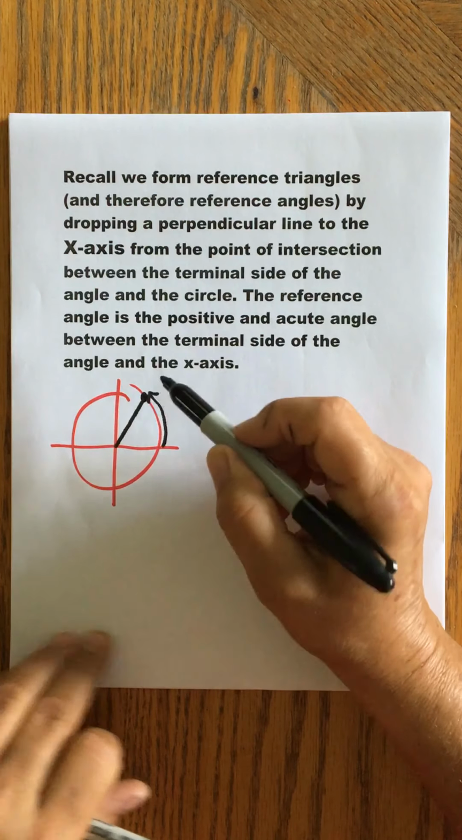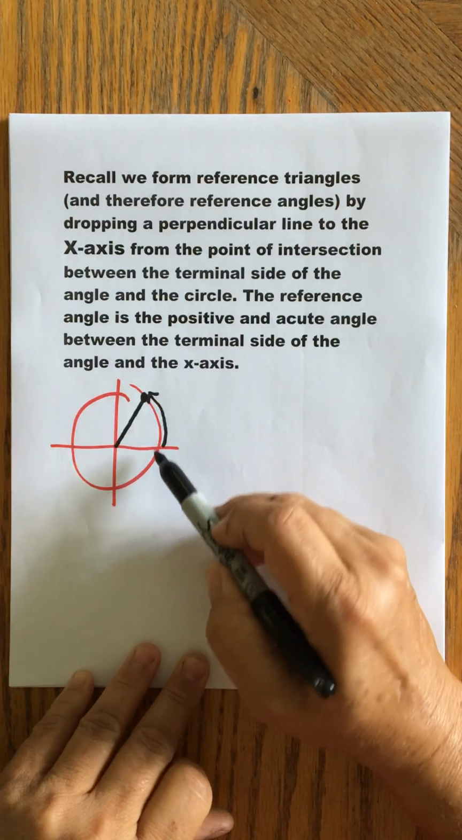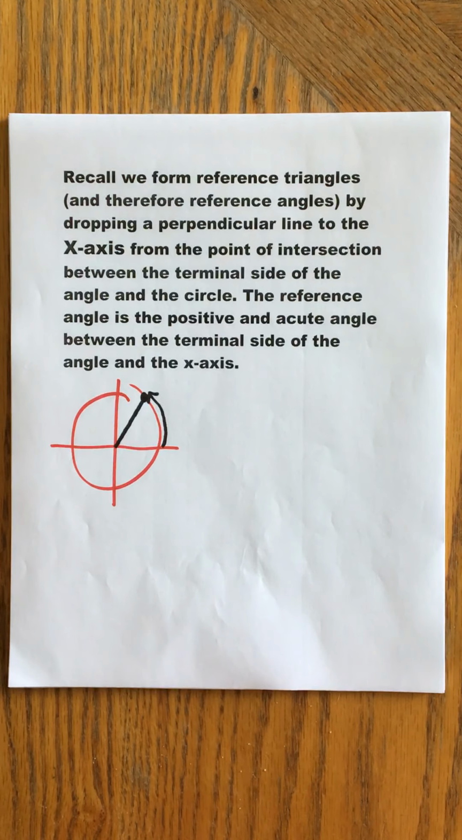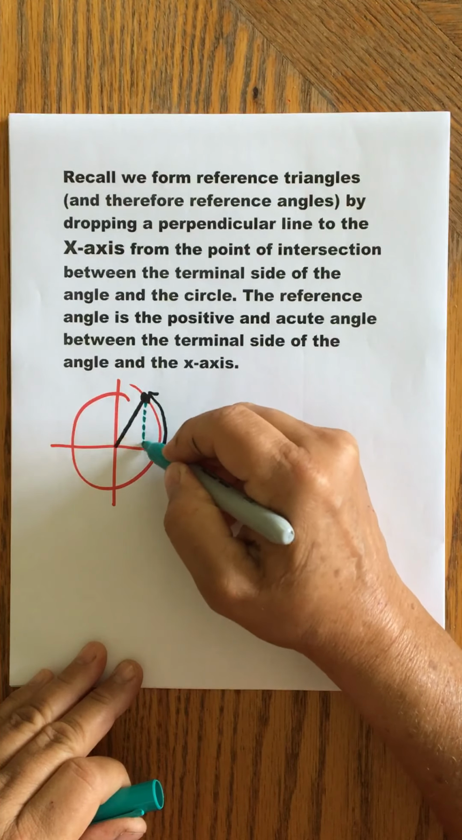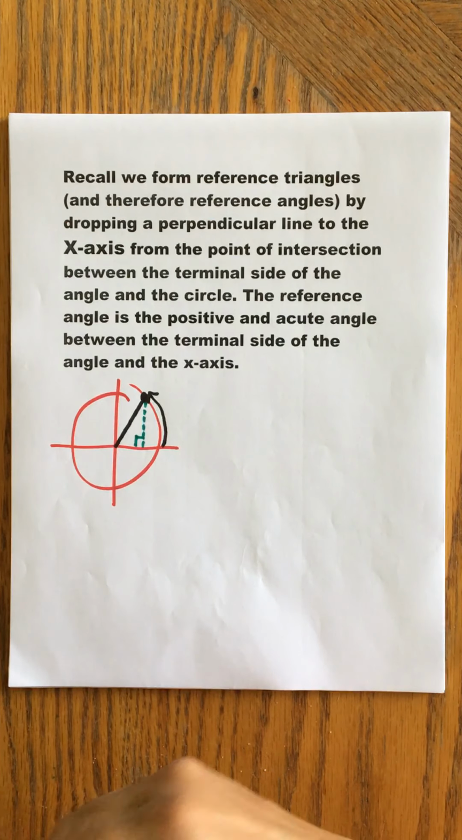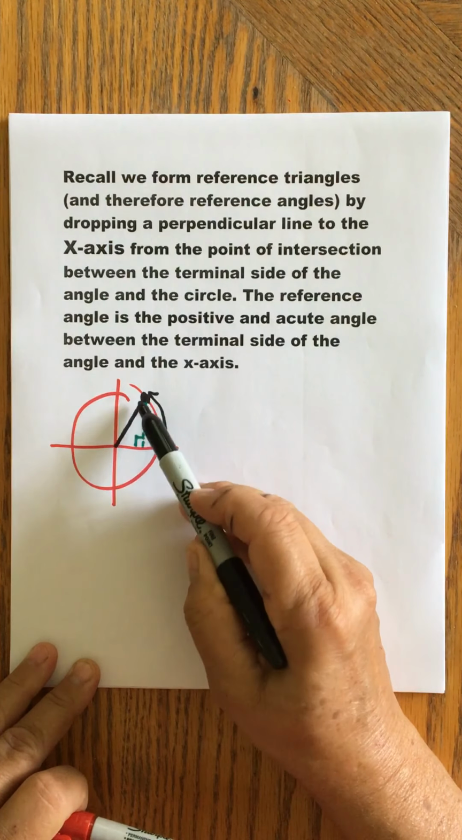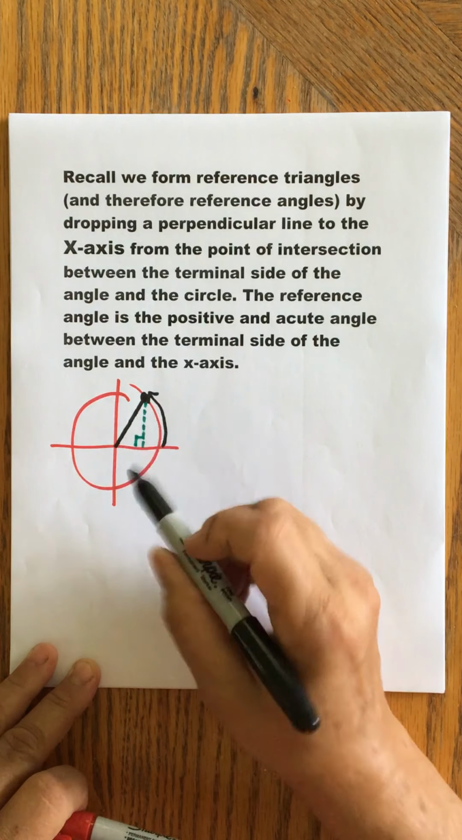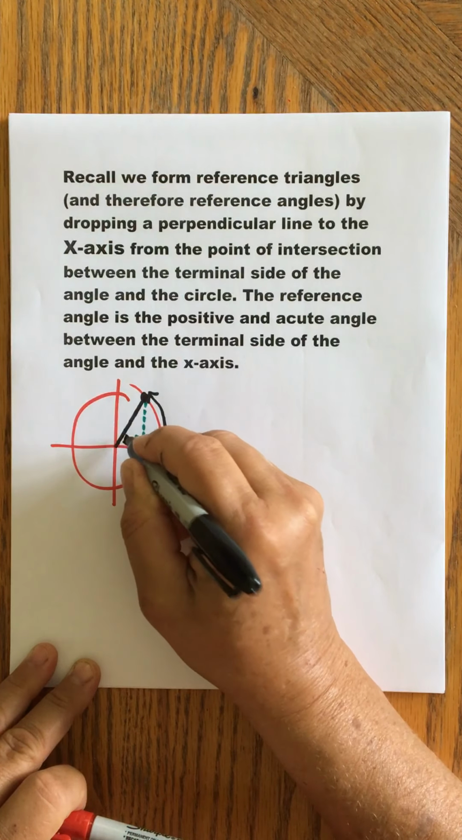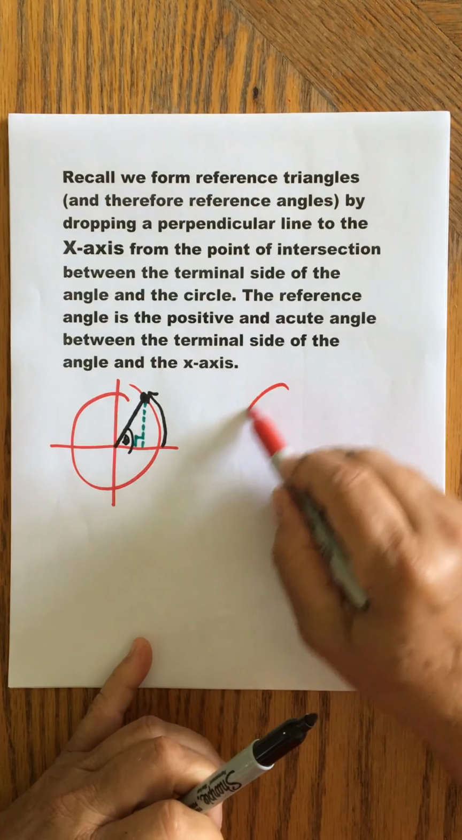Here's the point on the circle. That's the intersection between the terminal side and the circle. And now from this point, I drop a perpendicular line to the x-axis. There you go. Now the reference angle is the angle between the terminal side, which was right here, and the x-axis. So it's this rotation right here, that rotation right there.